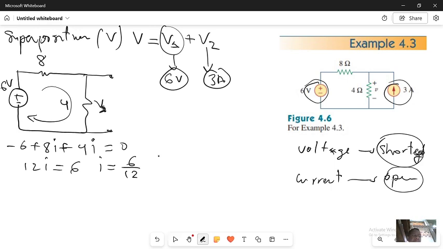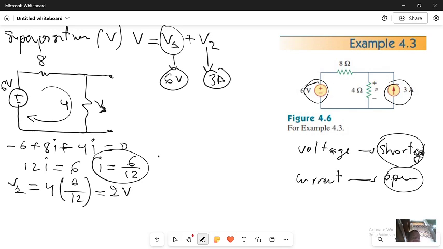By the end I will have i equals 6 by 12. Now I have the current passing in this circuit. If I have the current I can determine V1. How? V1 is going to be equal, by Ohm's law, I have the current, I have the resistance, 6 by 12 times 4, which is going to be equal to 2 volt.